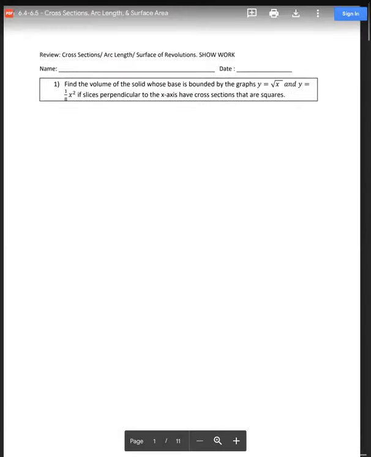I'm not going to do the first one because it says cross sections that are squares, and squares are kind of easy because you know that a square's area is just base times height, so it's just the base squared. But the others are a little bit harder to remember.